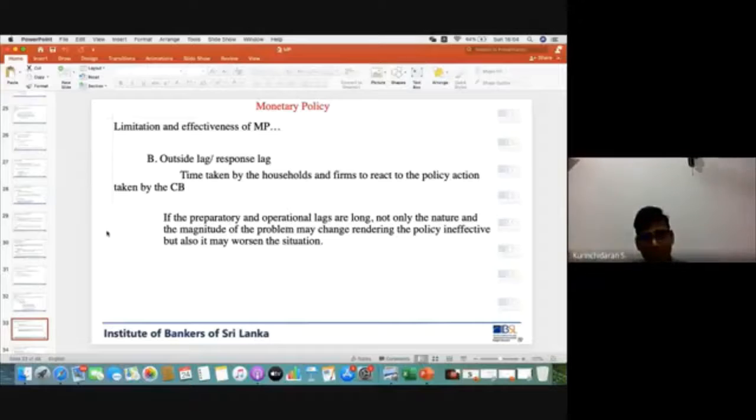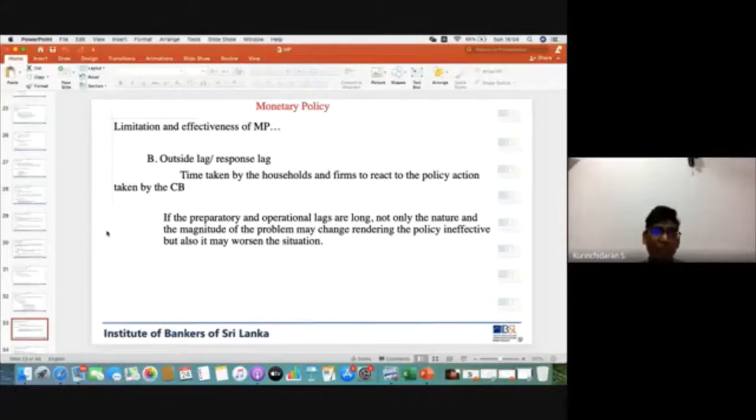That may be taking so long, right? Maybe three quarters, because you increase or reduce the bank rate. So banks should borrow from the central bank, then lend to firms and households. They have to utilize the funds, and then to react to that, you will have a time, right? That is the outside lag.